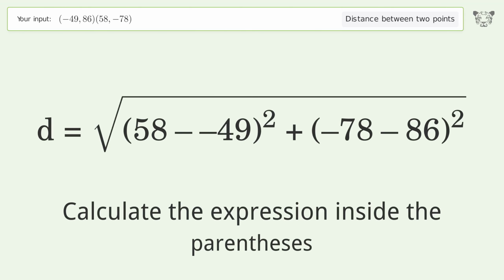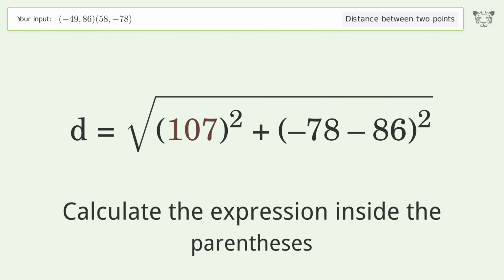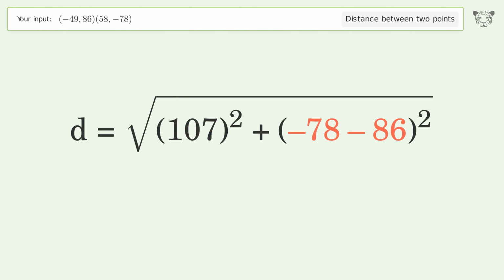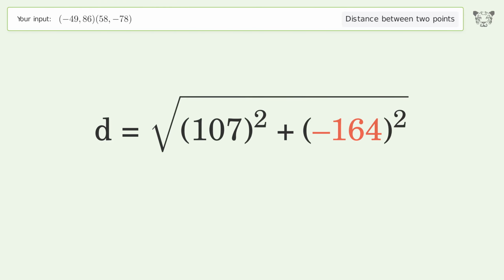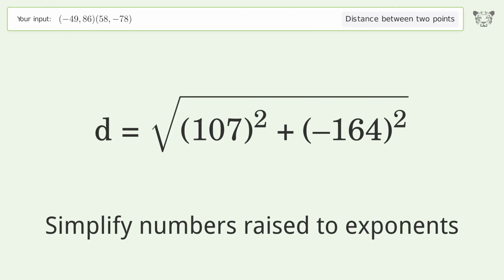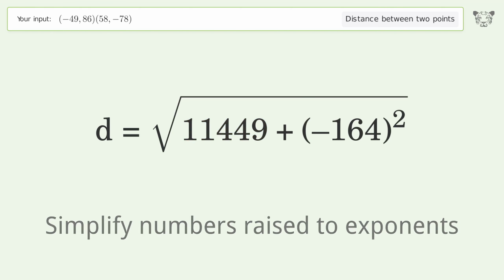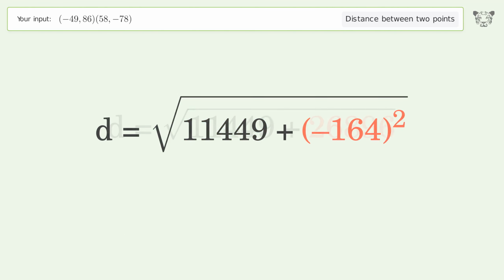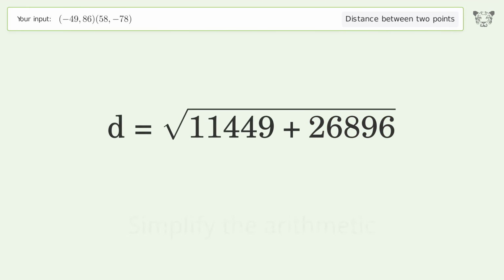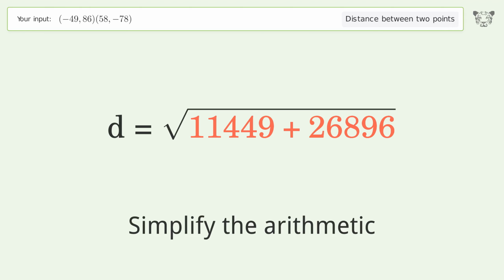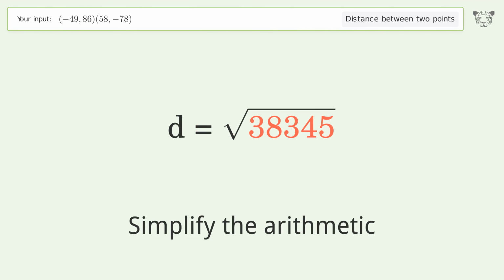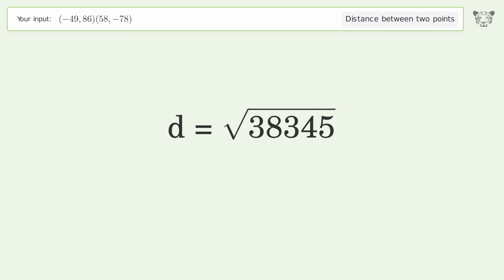Calculate the expression inside the parentheses. Simplify numbers raised to exponents. Simplify the arithmetic. And so the distance between the 2 points is the square root of 38,345 or 195.819.